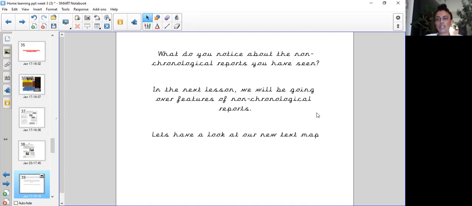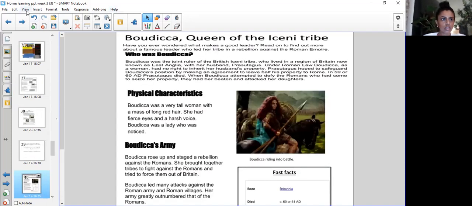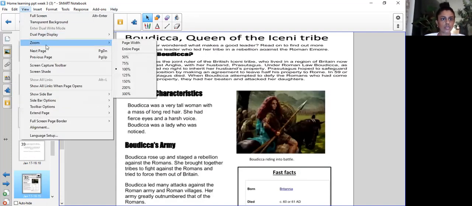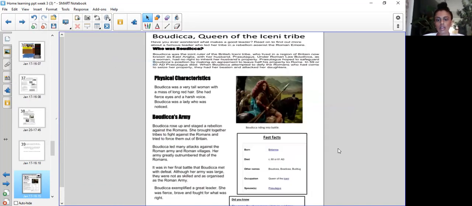What do you notice about the non-chronological reports you have now seen? In the next lesson, like I said before, we're going to be going over the features, so what's included in a non-chronological report. Let's have a look at our new text map, because our new text map is all about Boudica, but it's based on a non-chronological report about Boudica. So I'm just going to make the screen a little bit smaller. Okay, great. So here is our new text map, and it's a non-chronological report text map.